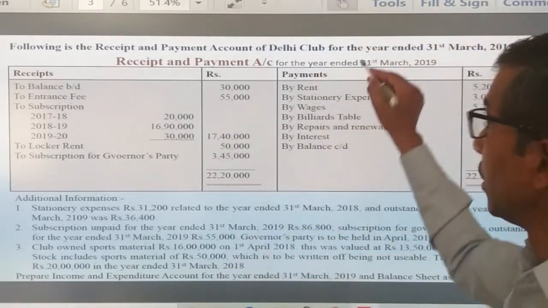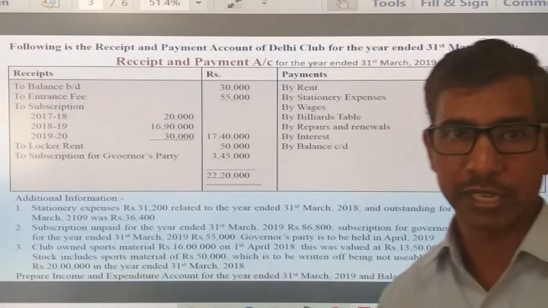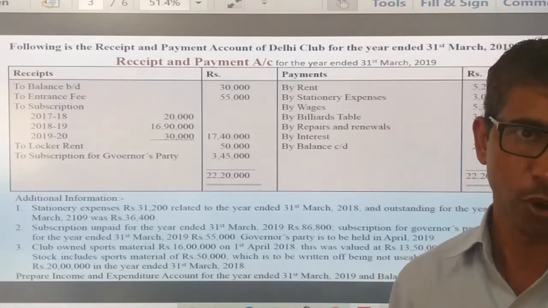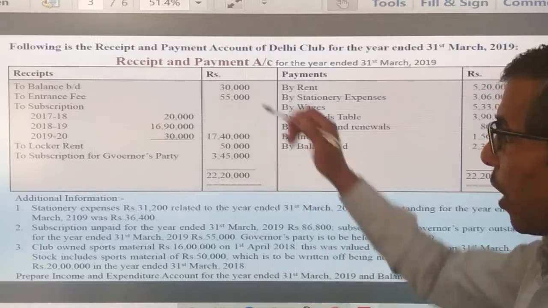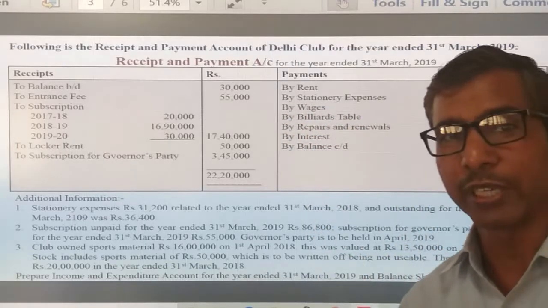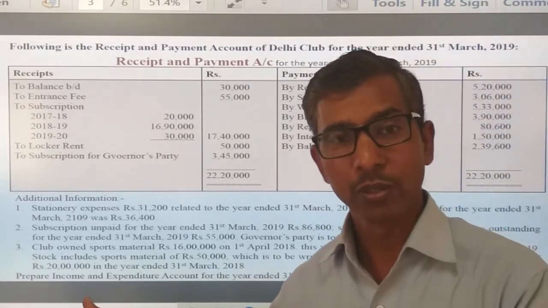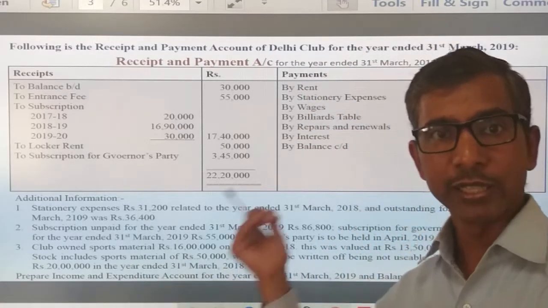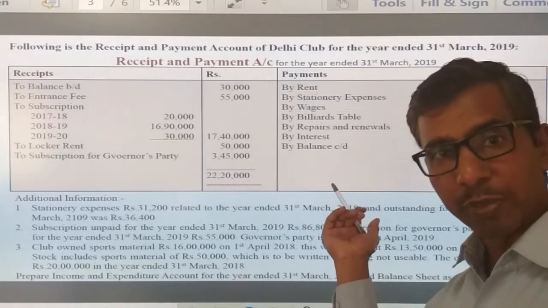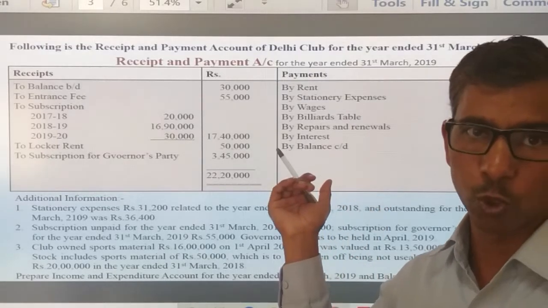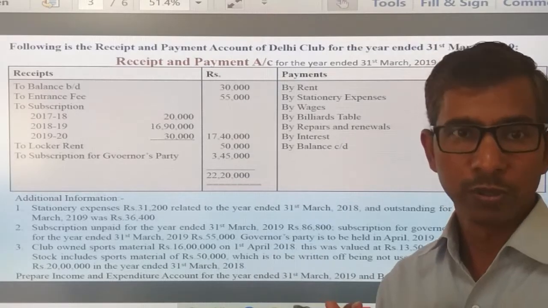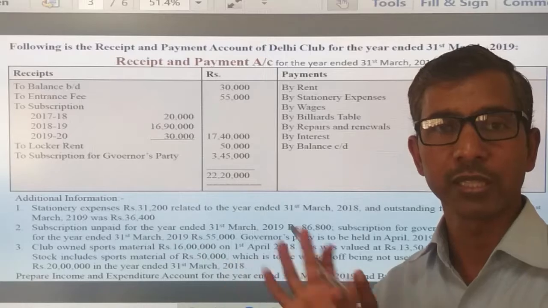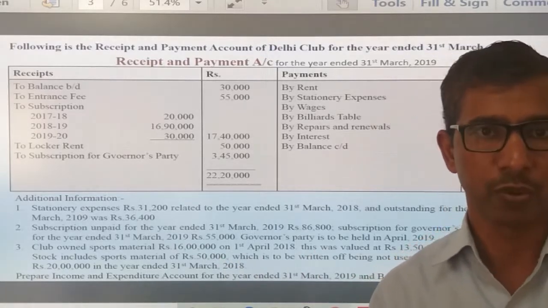And in the same way, on the payment side, all payments are here, whether it is a revenue payment or a capital nature payment, all payments are shown here. So from these receipts and payments, we have to identify which is a revenue nature receipt and which is a capital nature receipt, and in the same way which is a revenue nature payment and which is a capital nature payment, so that we can show both revenue and capital items in the balance sheet as well as in the income and expenditure account.